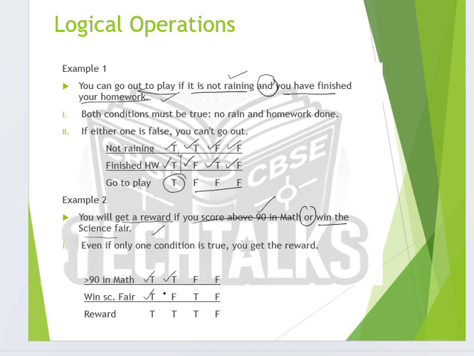Score above 90, but the science fair is not won. Score not above 90, but the fair is won. Neither score above 90 nor the fair is won. Only in this case the output is false. For all the rest of the cases, the output is true. So this is how we go with the OR logical operator.